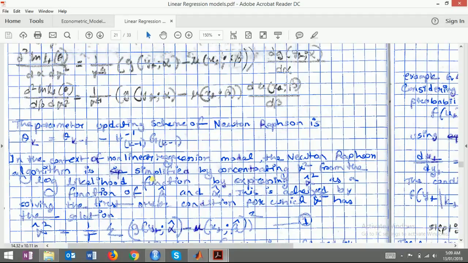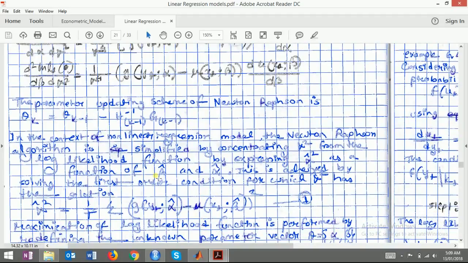In the context of a nonlinear regression model, the Newton-Raphson algorithm is simplified by concentrating sigma square from the log likelihood function. So we need to take a concentrated sigma square from the log likelihood function by expressing sigma square as sigma hat square, a function of beta hat and alpha hat. Both are estimated parameters from theta k minus 1.